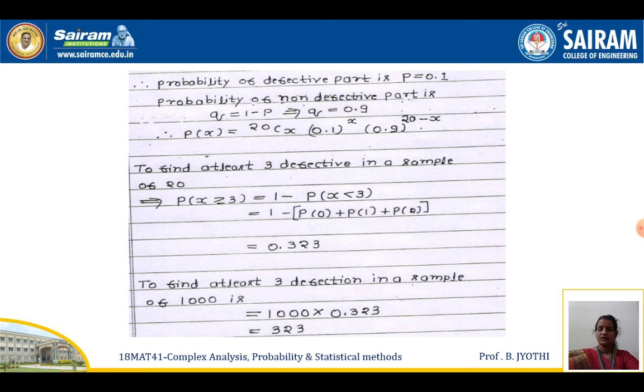0.323. Here we are not directly considering P of x greater than or equal to 3. Instead, we are considering 1 minus its complement, because when x is greater than or equal to 3, we need to have 3, 4, up to 20. It is very complicated, so we use the complement and get the answer. To find at least 3 defective in 1000 samples, it has to be multiplied by 1000. So we get 323 as the answer.